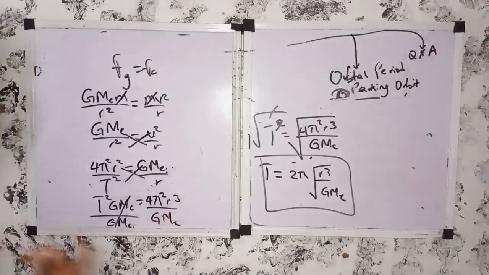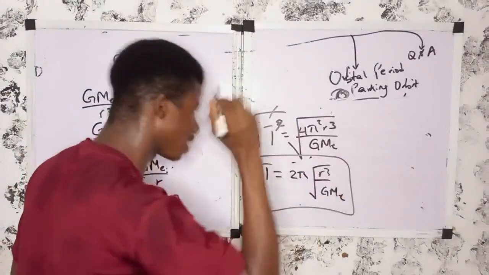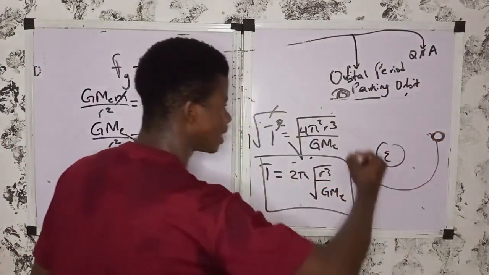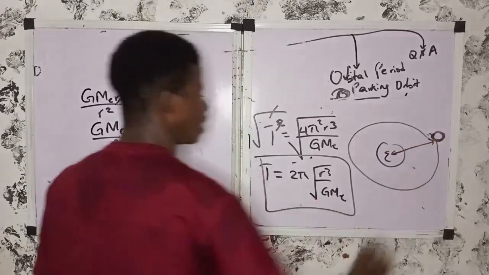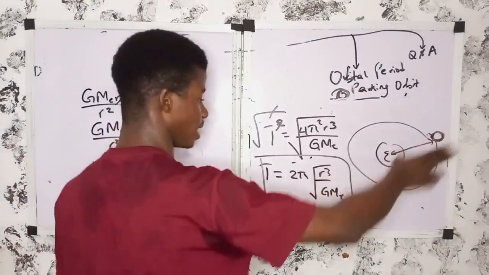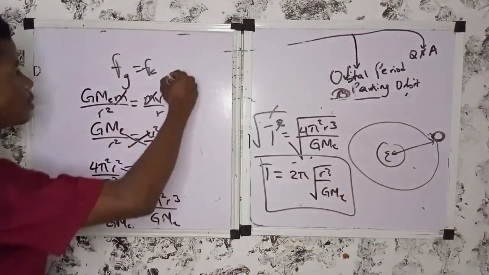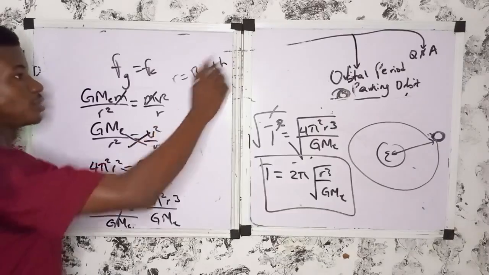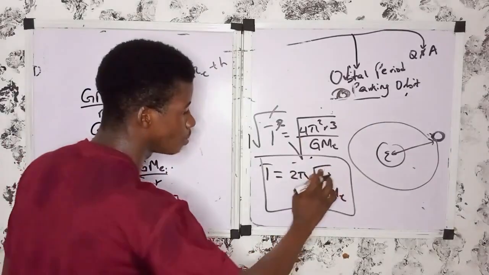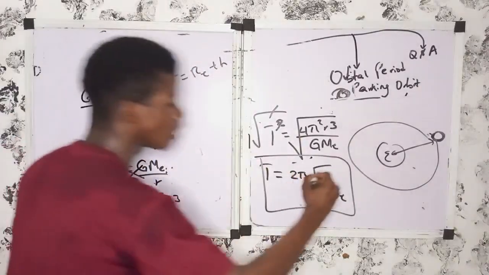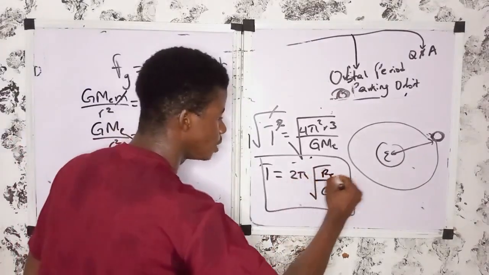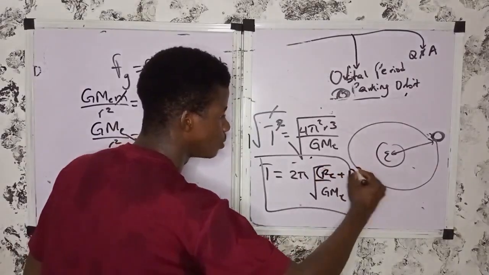Now don't forget, I told you guys that the satellite is moving around the Earth. When the satellite is at an altitude above the Earth, remember, r is the radius of the Earth plus altitude, right? Yes, radius of the Earth plus altitude. So in place of r³, I put (R_E plus h), then all cubed, right?